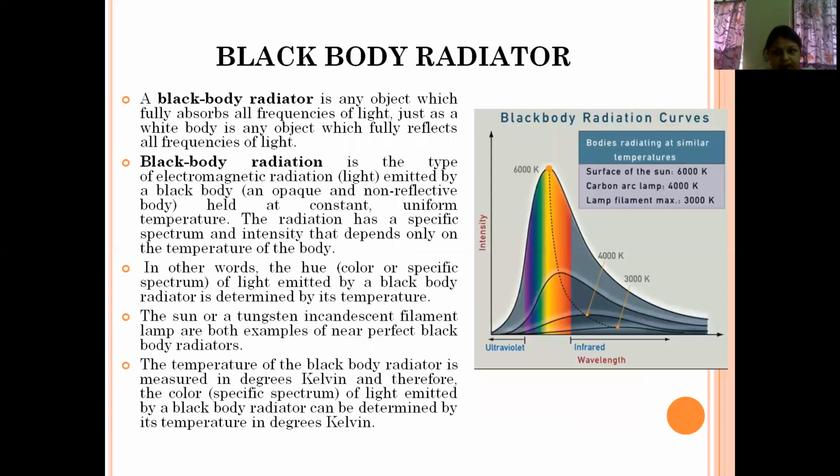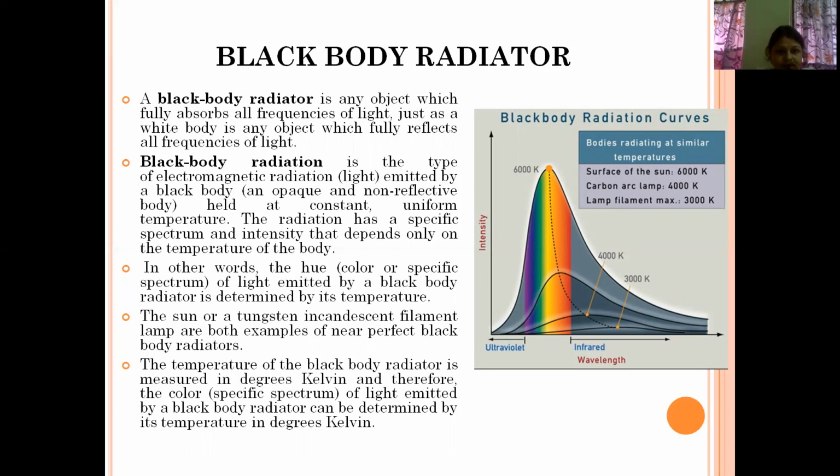Next, black body radiator. What is a black body radiator? A black body radiator is any object which fully absorbs all frequencies of light, just as a white body is any object which fully reflects all frequencies of light. It is well known to us that a white body fully reflects all frequencies of light, but a black body fully absorbs all frequencies of light.